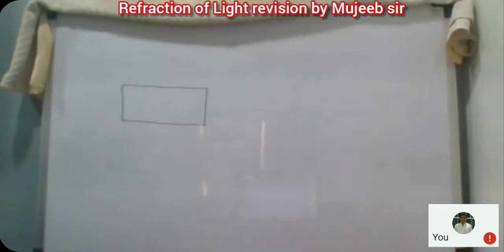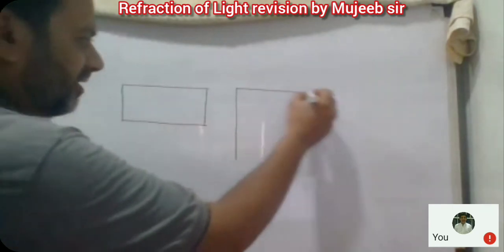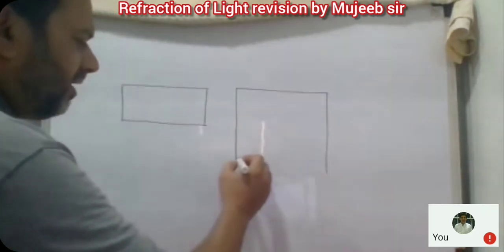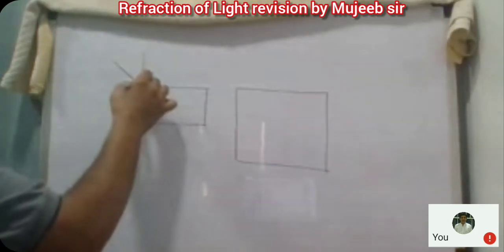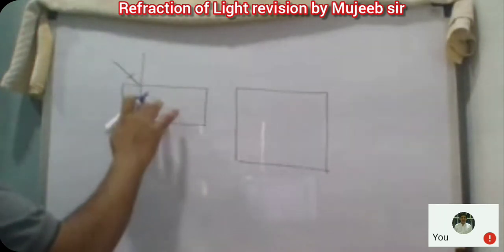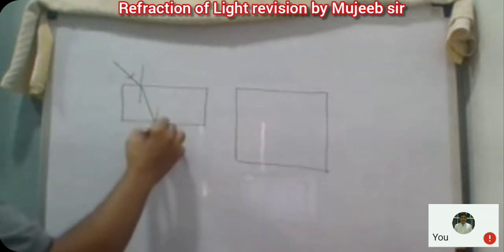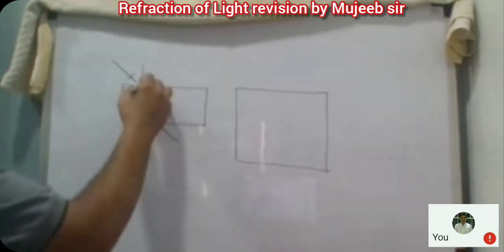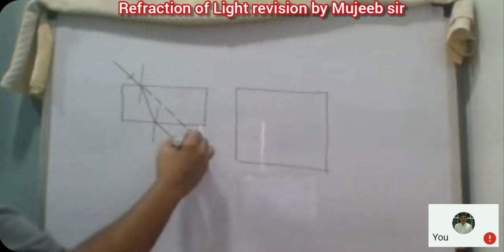Okay, so the first factor which will affect the lateral displacement is the thickness of the glass slab. Suppose the ray of light is coming over here, making an angle of 45 degrees. Then it will bend and go in this direction. Over here once again it will bend and come out at 45 degrees. If you extend the two rays, you will find that this is the lateral displacement.